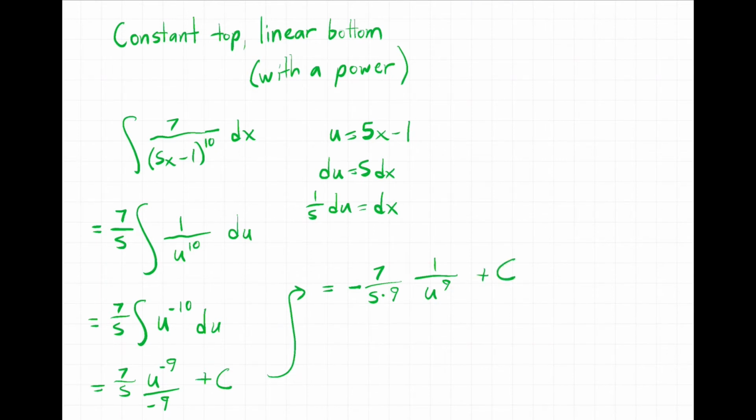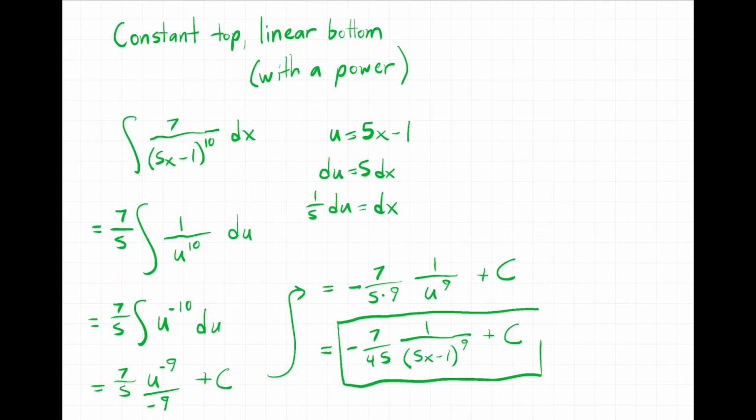And last step here is just to fill in what our u is. So this equals negative 7 over 45 times 1 over 5x minus 1 to the 9th power, plus a constant. So that was another easy u substitution. In fact, the u substitution was exactly the same one that we did when our denominator did not have a power. It's just that because our denominator has a power that isn't 1 this time, we don't end up with a natural log in our answer.